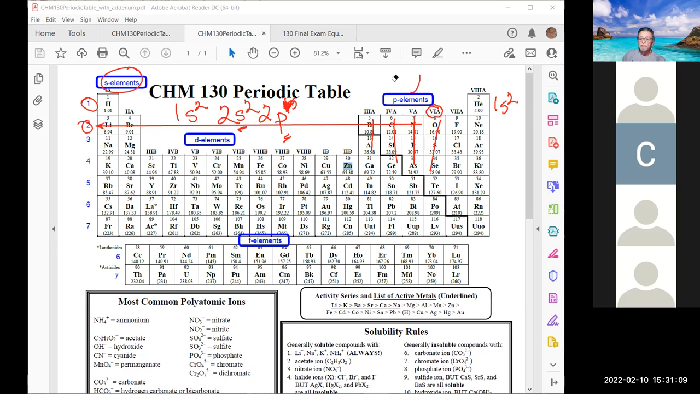It is in group 7, right? Which means that there are 7 valence electrons. That's 5 + 2, isn't that 7 for fluorine? Okay. And something else to gather from this.